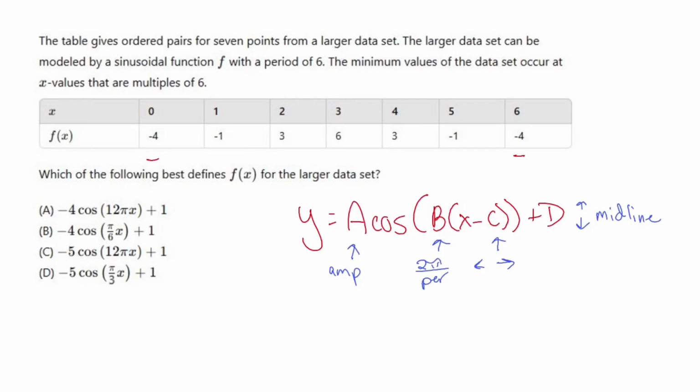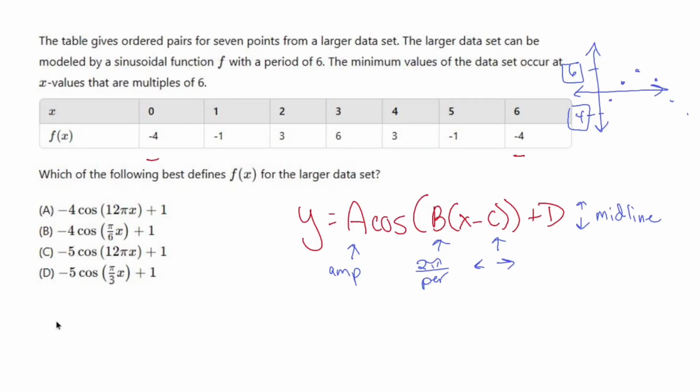Okay, so let's see if we can find stuff out. If I were to graph this out, best as I can, and it's not going to be pretty, we have 0 at -4, and then 1 is -1, and then 2 is 3, and then 3 is 6, and then 4 is 3, and then 5 is -1, and then 6 is -4. Good job graphing by me. So it looks like we do have a cosine function that starts down here, bottoms out at -4, peaks out at +6. So we have to find our amplitude based off of this number and that number, which will also help us find our midline.